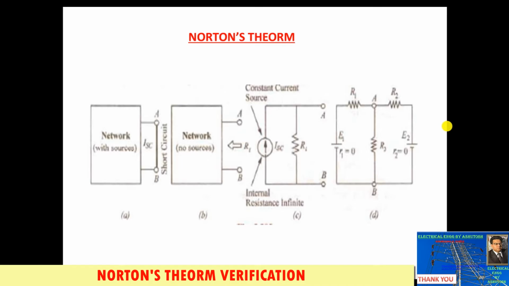It is basically the same as what we learned about Thevenin's theorem, where VTH, the Thevenin's voltage source, was in series with the Thevenin's resistance. But here Norton's current source is in parallel with the Norton's resistance, Rth or Rn, and both are basically the same.